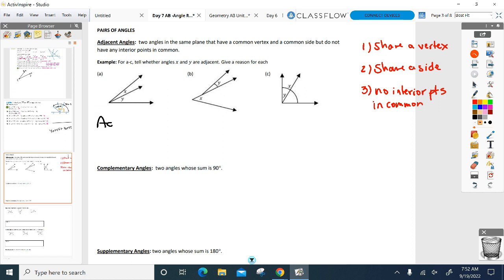Adjacent. That's all I need to know. I'm not worried about giving a reason. How about B? Are those two adjacent? Look at my requirements and tell me which one it doesn't meet.